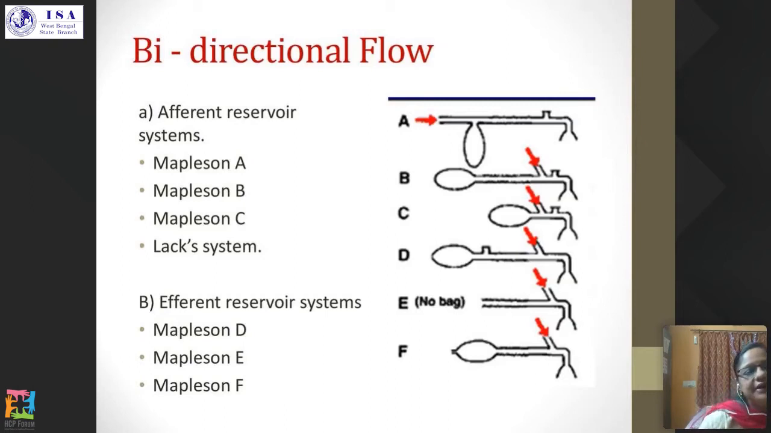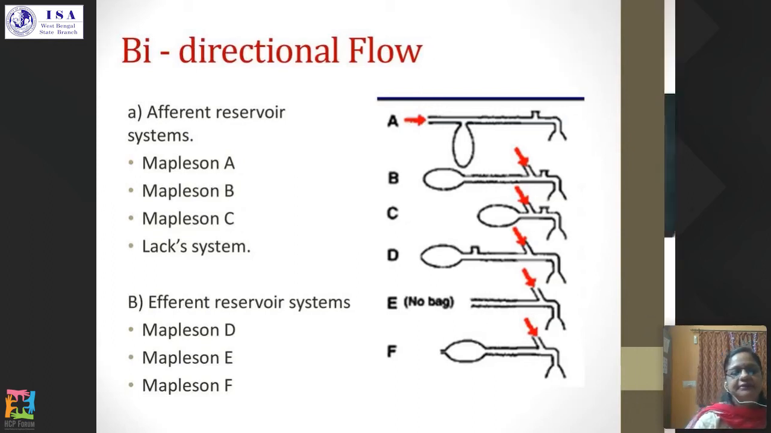How can it be classified? Actually, in the afferent system, in these breathing circuits, the reservoir bag is present in the afferent limb. And in the efferent type, it is in the expiratory limb. The bag is present in the expiratory limb.